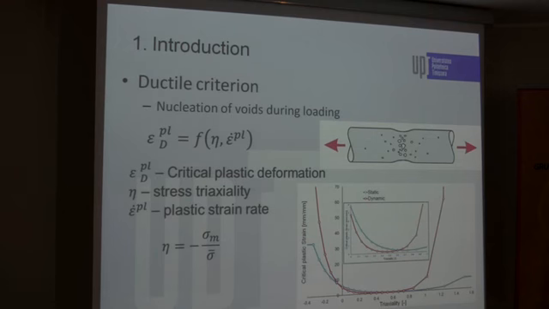I have tried only two criteria: the ductile criterion, which accounts for the nucleation of voids during loading, where the critical plastic strain is expressed as a function of the stress triaxiality and the plastic strain rate. This is a typical variation of the ductile initiation criterion for aluminum for static and dynamic loadings.